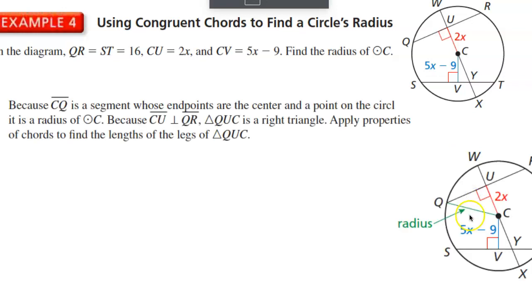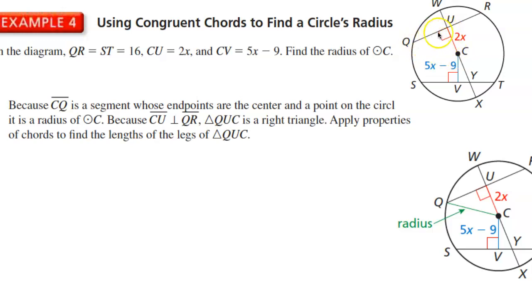We'll try that. So the radius here stretches from C to Q. Well, all of a sudden, notice what we created. When we connect C and Q, and we have CU, and we have UQ, we have ourselves a right triangle.